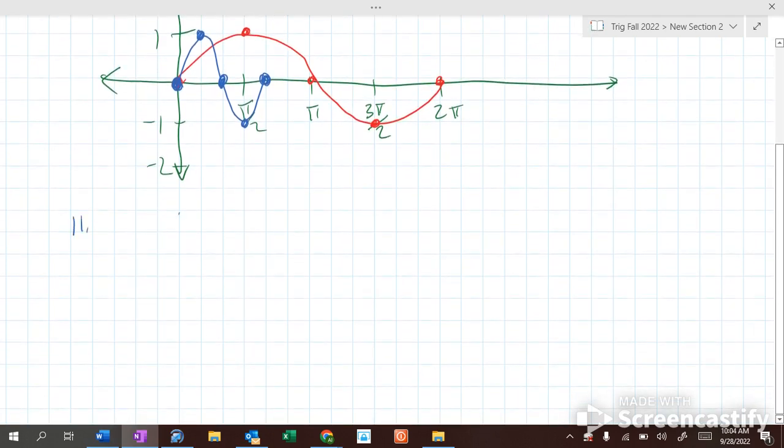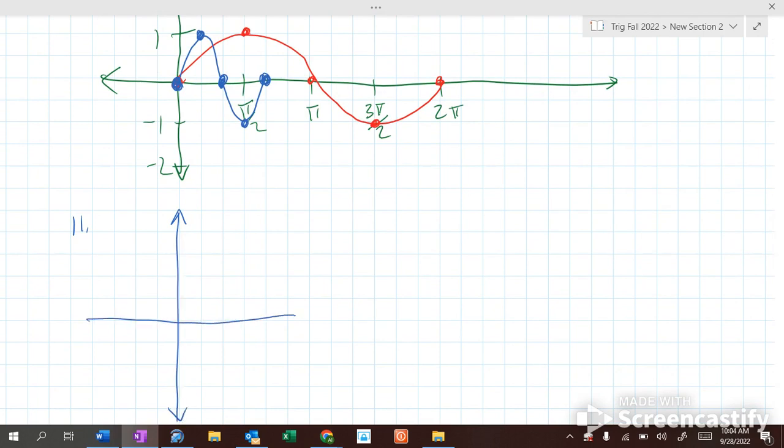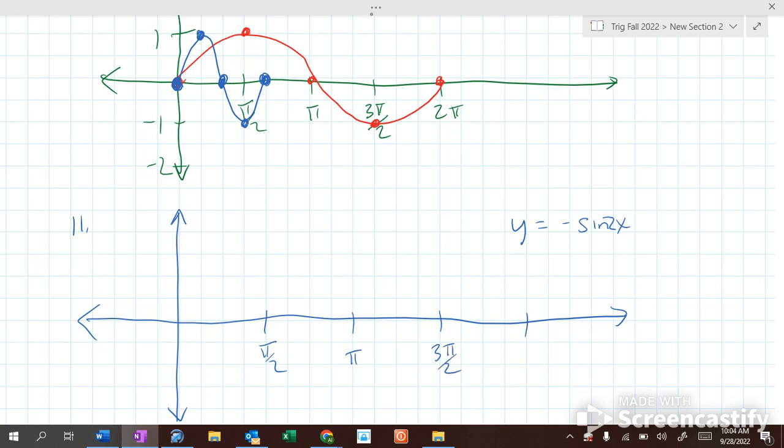11 is negative sine of 2x. So I'm going to go 4 to get to pi over 2 on this one, because 4 is a multiple of 2. So that's what you can kind of think of.